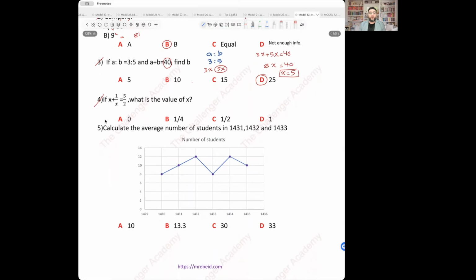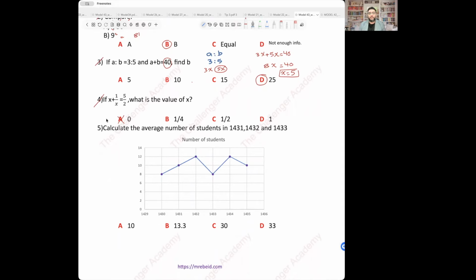If x plus 1 over x equals 5 over 2, what is the value of x? We have 0, a quarter, a half, and D, which is 1. We have to eliminate 0 because 1 over 0 is undefined.